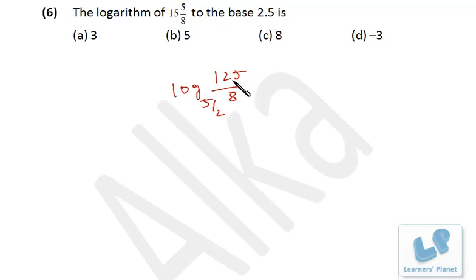So this is actually what? 125 by 8, that is 5 cube by 2 cube, or what I can say 5 by 2 whole cube, right? So this can be written as like this, right? Now log 5 by 2 to the base 5 by 2 will be 1, so precisely it is 3. Okay, as simple as that.